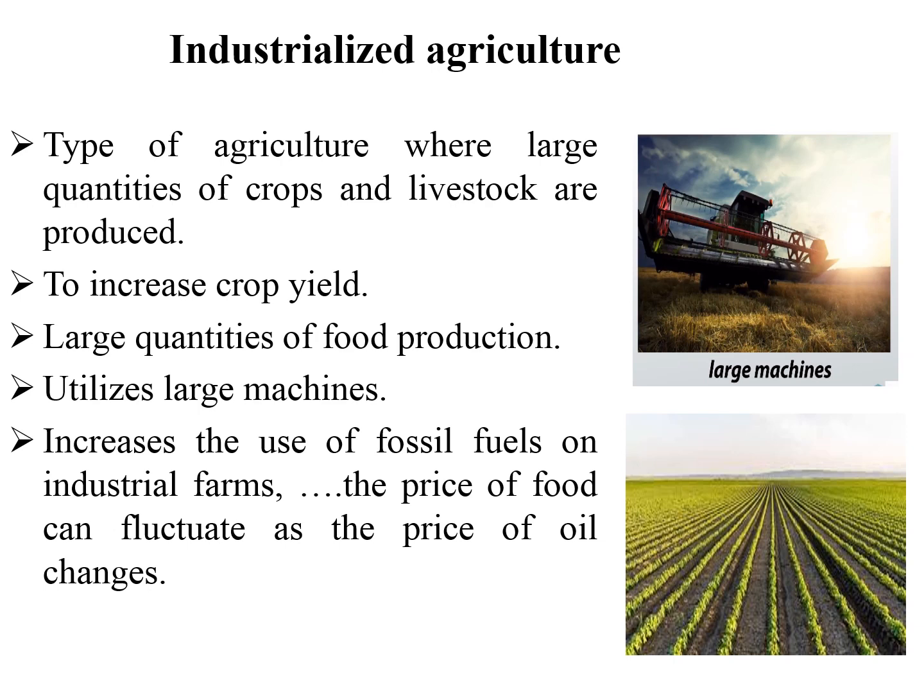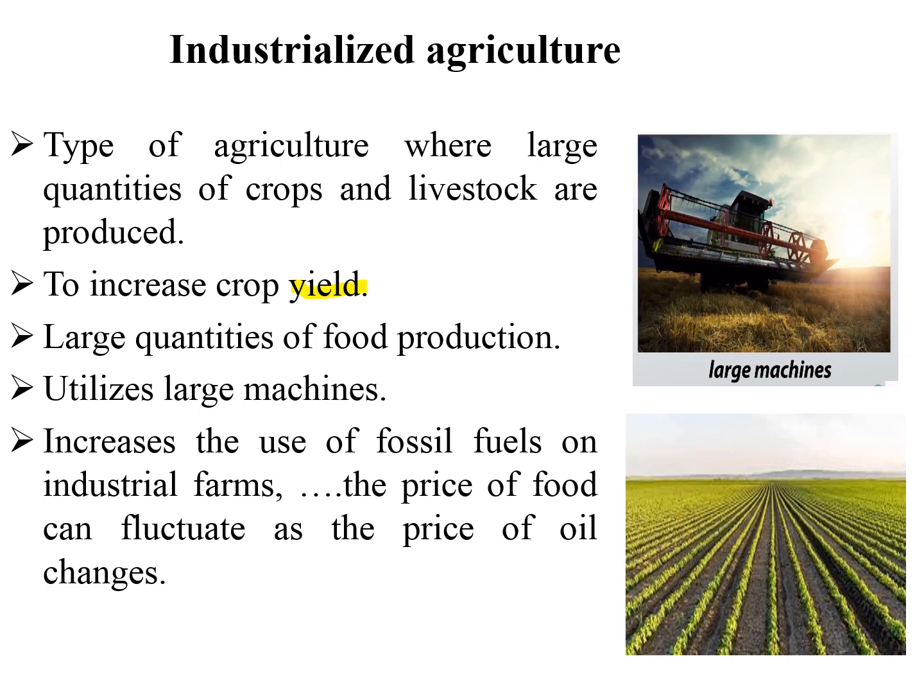The goal of industrialized agriculture is to increase the crop yield. So, what is crop yield? It is the amount of food that is produced for each unit of land. Industrialized agriculture produces a large quantity of food due to the farming methods.